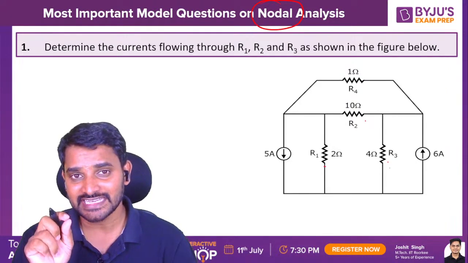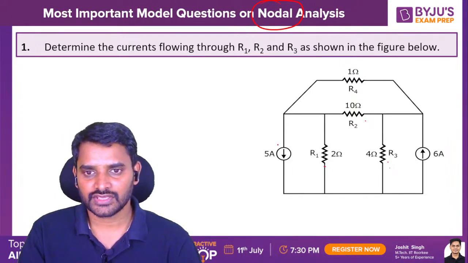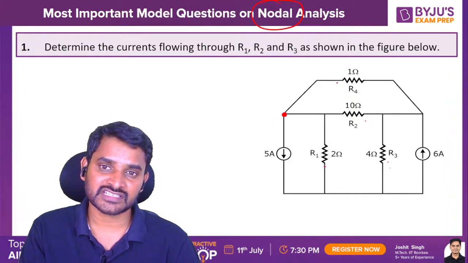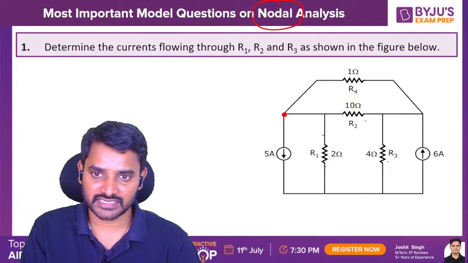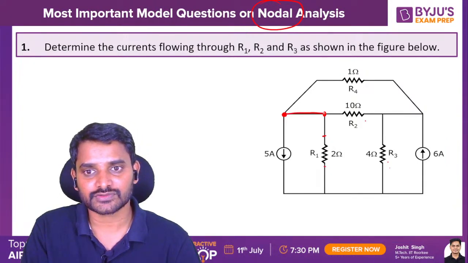Principal nodes means at least three elements must be connected at a common point. Okay, check this one here. A 5 ampere source is connected, a 1 ohm resistor is connected and a 2 ohm resistor is connected. This point and this point are both the same because there is no element between these two.